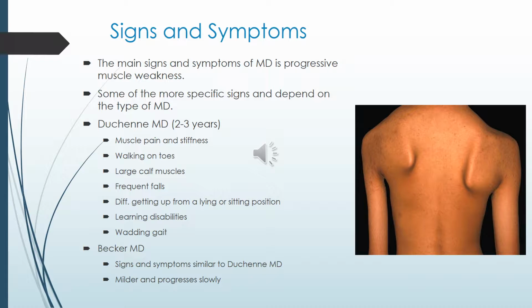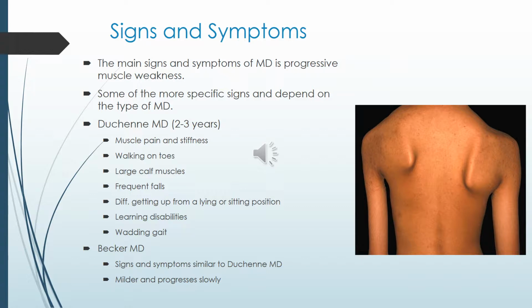So the main sign and symptom of muscular dystrophy is progressive muscle weakness. But the more specific signs depend on the type of muscular dystrophy an individual has. So the first type is Duchenne muscular dystrophy.